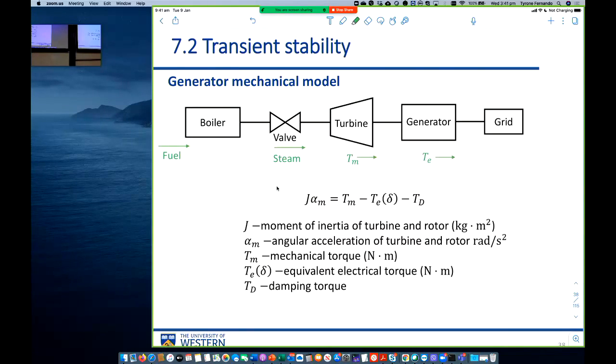So angular acceleration times inertia, right? It's like mass times acceleration. Inertia times the angular acceleration must equal the unbalanced force, unbalanced torque in this situation: mechanical torque minus electrical torque minus some friction. So that's an important equation as well, and this is called the swing equation. Swing equation, because it talks about an angle, right? Angular acceleration of the rotor. Very important equation.